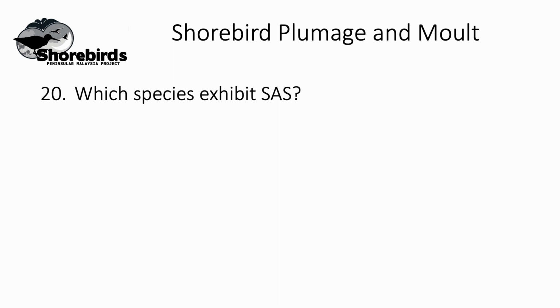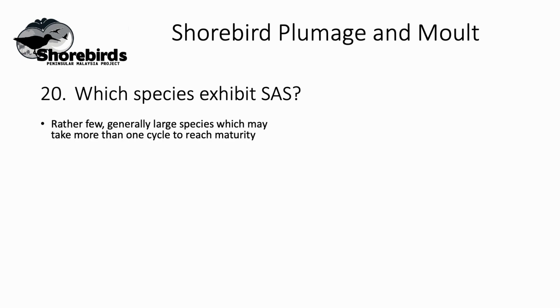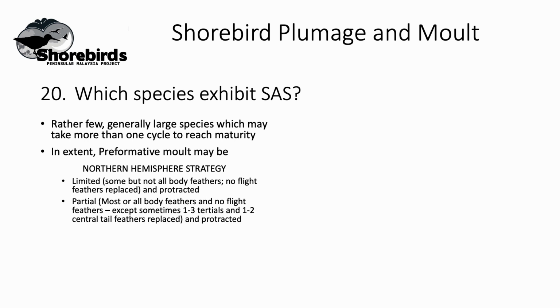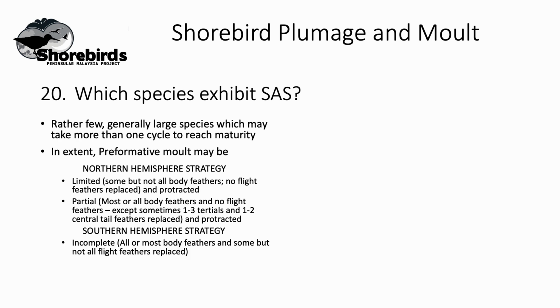So which species exhibit the simple alternate strategy? Actually rather few, to my knowledge. They're generally large species which take more than one cycle to reach sexual maturity, so they're not going to breed in their second calendar year. And their molt is usually rather limited and protracted. In the Northern Hemisphere strategy, they don't generally molt any flight feathers. In the Southern Hemisphere strategy, they may molt some or possibly all flight feathers, but it's usually overtaken by second pre-basic molt. So the preformative molt is probably not complete because it is overtaken by second pre-basic molt.